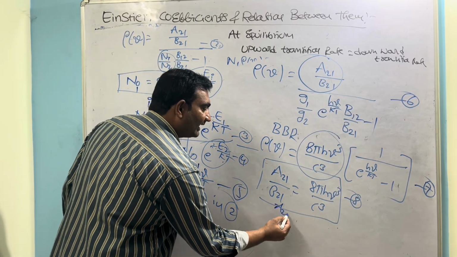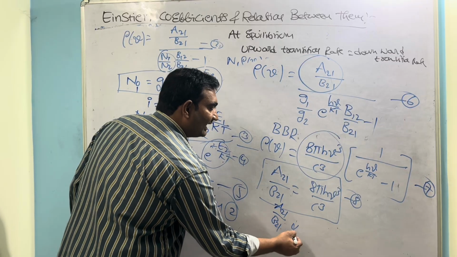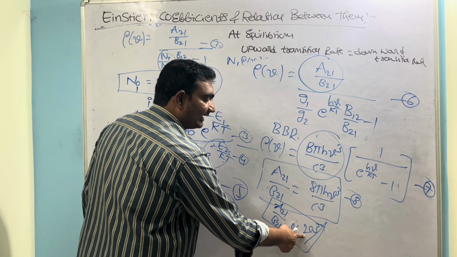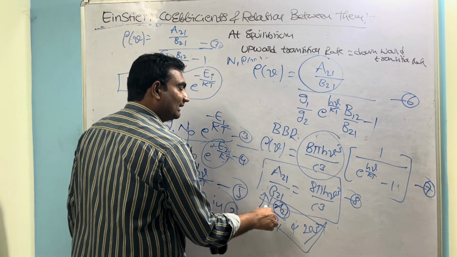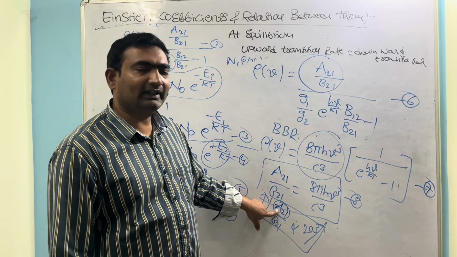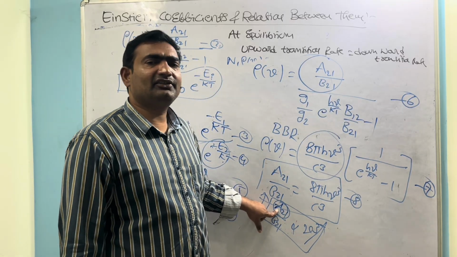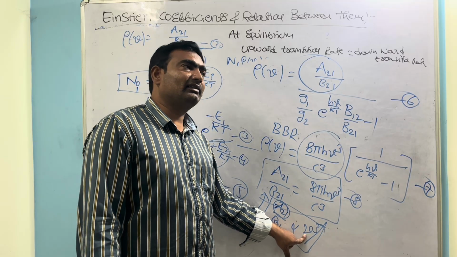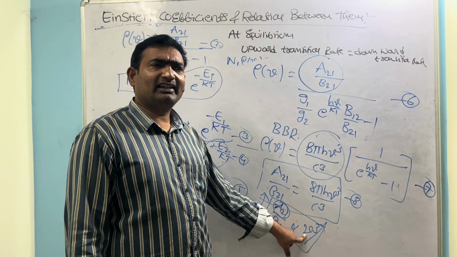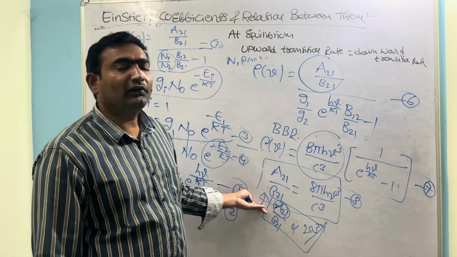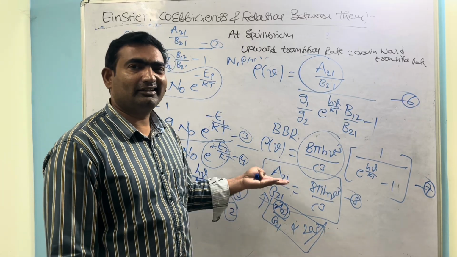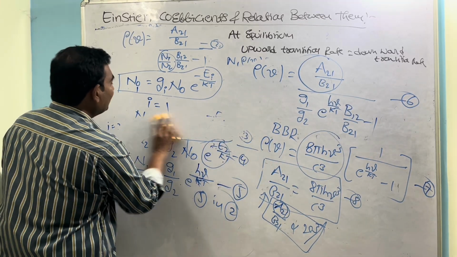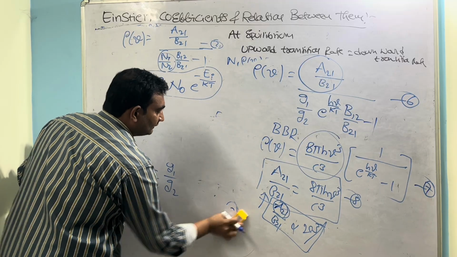We can say A21 by B21 is directly proportional to nu cube. As the frequency of the radiation increases, A21 increases much more, which means spontaneous emission is more predominant at higher and higher values of frequency. So for ultraviolet rays and X-rays, we would get mostly spontaneous emission. This is one of the conclusions of the Einstein coefficients. And what is the other conclusion?